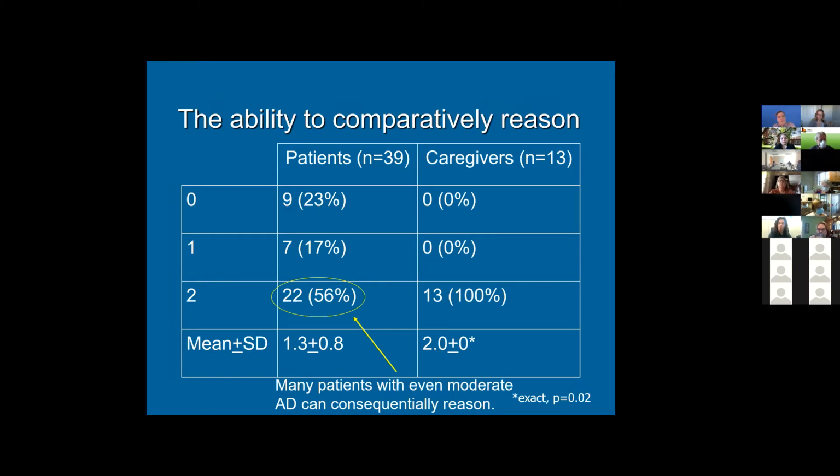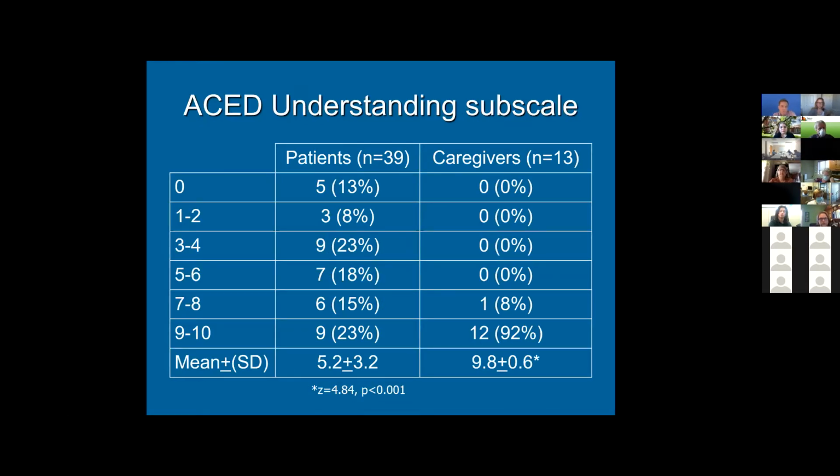So this is that same group of patients on an assessment of their ability to comparatively reason. Again, we have ways of measuring this. You can see here that about half the patients can comparatively reason, and about half are at least mildly impaired, that is to say they're getting a 1 or a 0 on that score. As you look at other decisional abilities, you begin to see more variability in performance.